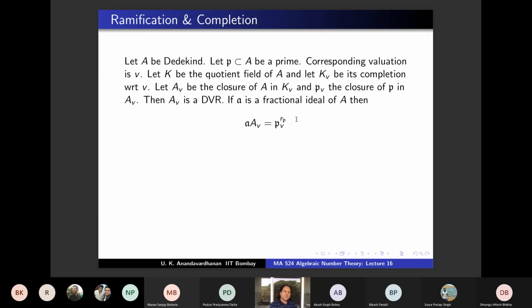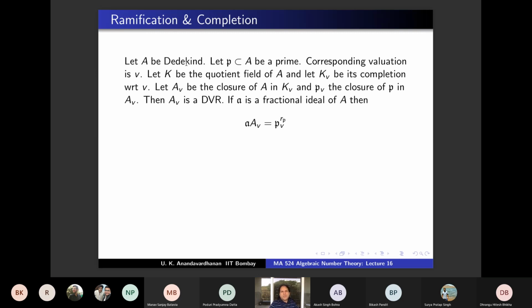But what you should observe is, what is this r_P? This r_P is already understood. So 𝔞 you can write in terms of, what is 𝔞? A is a Dedekind ring, right? So 𝔞 you can factorize. What do I mean by that? 𝔞 is a fractional ideal, so after multiplying by an element, it's an ideal. That ideal you can factorize. So the factorization of 𝔞 will be the factorization of that ideal divided by the factorization of that element, meaning the principal ideal generated by that element.